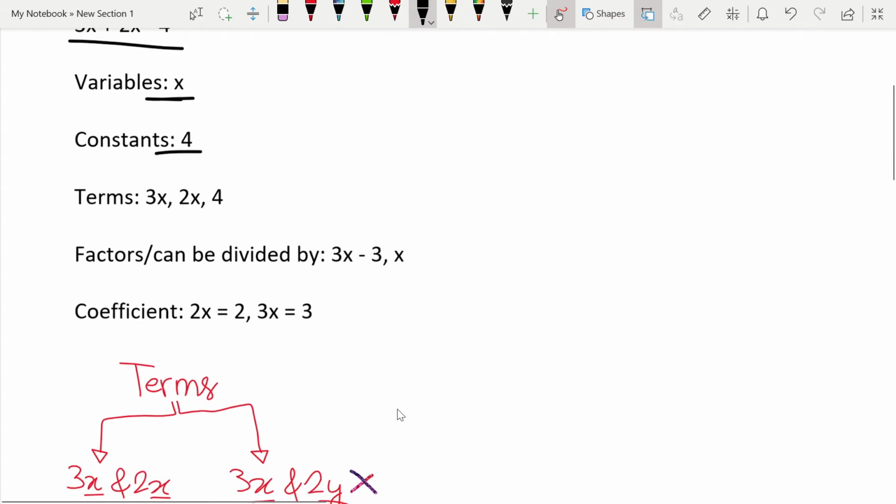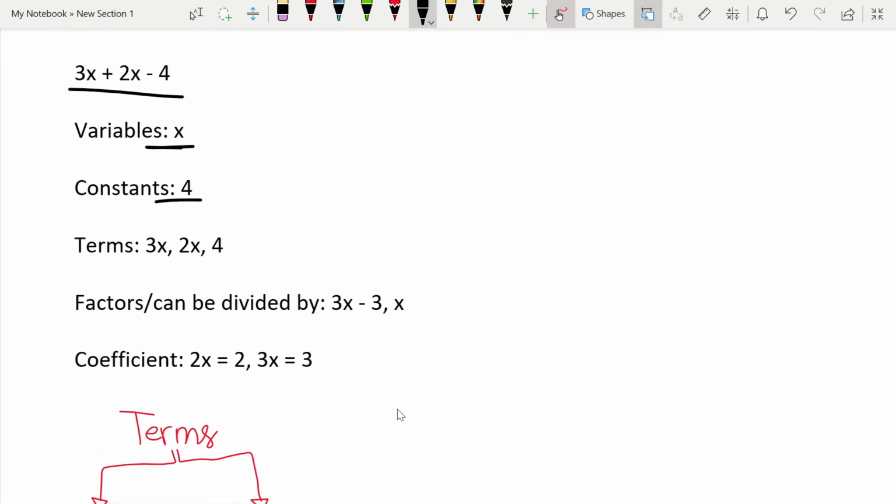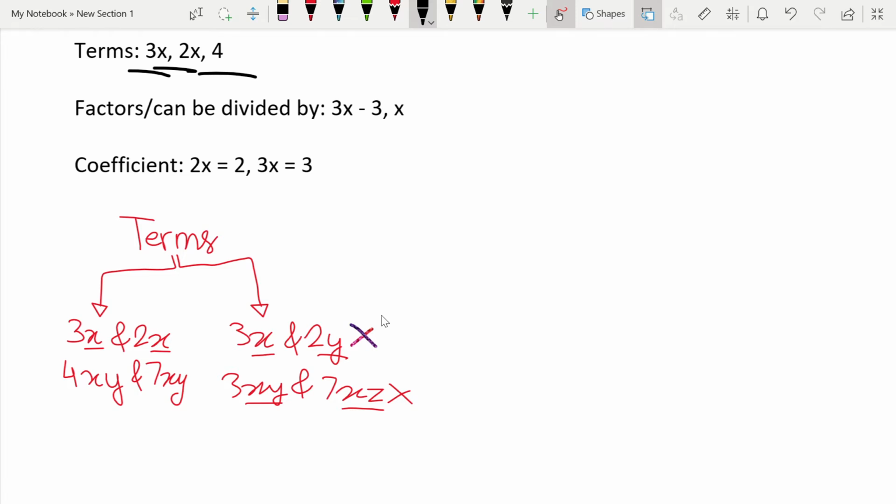Terms are all the values that I used. So it is 3x, 2x, 4, right? Factors, or can be divided by. If you take 3x, for example, then it might mean that 3 and x are dividends of 3x, meaning they can be divided by that, or they are factors of 3x, right?